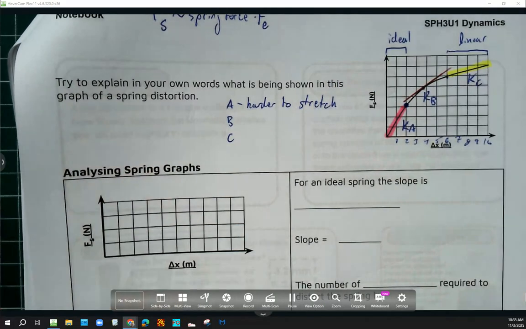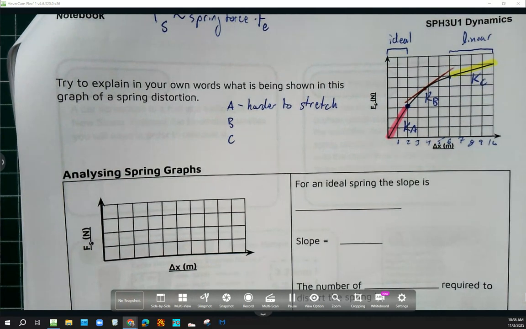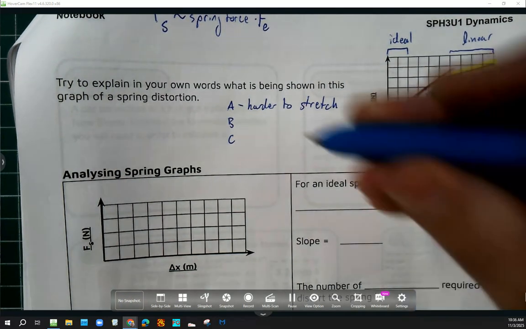We'll go to the other extreme. At C, isn't it going to be easier to stretch? Lower slope.